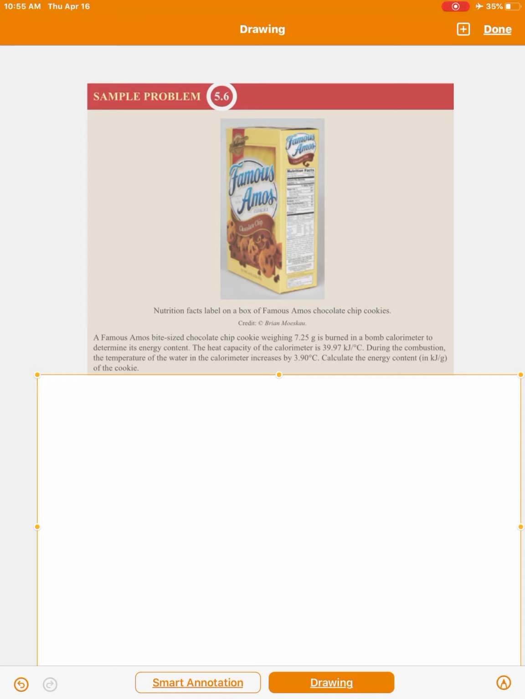So the idea here is essentially that you take some piece of that cookie and you put it in a bomb calorimeter and you measure how much heat is released when you combust it, right? Remember, combustion is an exothermic process. It releases energy. Okay, so let's figure out the heat content. So Q. Now notice they give us the heat capacity of the calorimeter. They don't give us the specific heat and the mass of water.